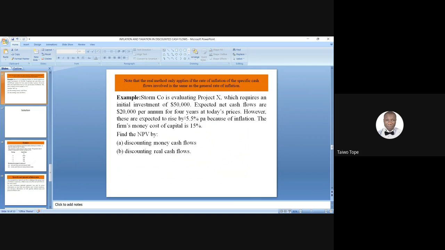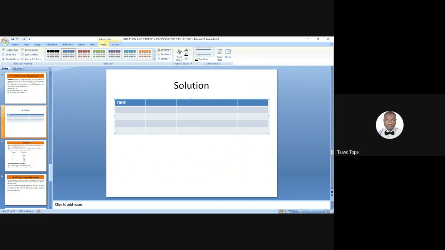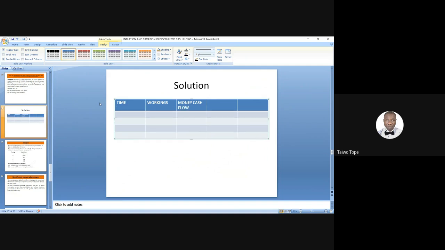So to convert them into money flows, what are we going to do? We'll have to discount with the money cost of capital. So we have it this way. Let's say we have our workings here, and you have your money cash flow. At year zero, where the investment is taking place, the outflow is 50,000. The money cash flow will still be 50,000 at that point.